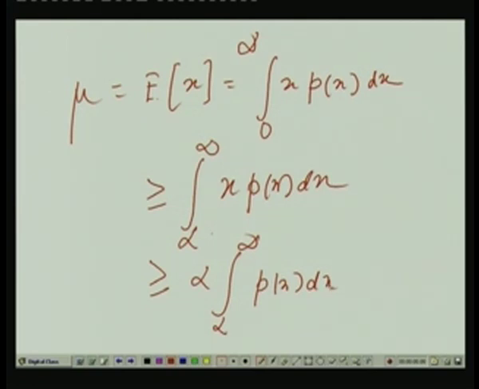And what is the integral of p(x) dx from alpha to infinity? This side is then equal to alpha times, this is nothing but the probability of x taking values greater than or equal to alpha. That is why you integrate p(x) with respect to x from alpha to infinity. That will give you the total probability of x taking values greater than or equal to alpha. So that proves the inequality.